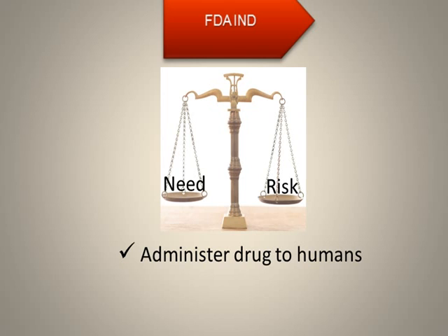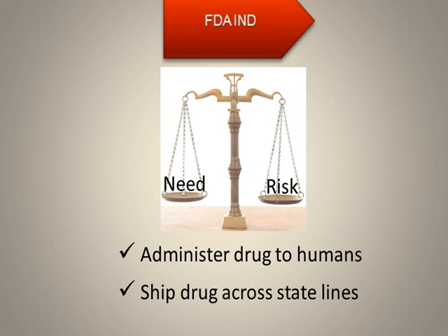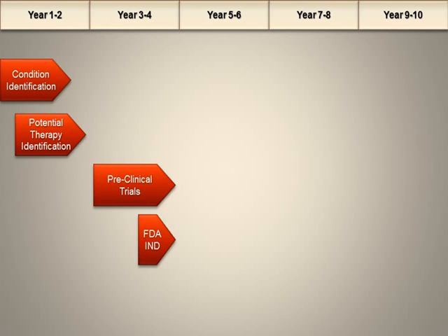Firstly, it allows the company to administer a non-approved drug to human beings. Secondly, it allows a company to ship unapproved drugs across state lines to clinical trial sites. Shipping an unapproved drug across state lines is a serious violation of the Interstate Commerce Act. The IND does not allow a company to sell a drug for a profit. The exemption is only allowed for research purposes. The FDA oversight is focused on 2 primary goals: that a new therapy be safe and effective.